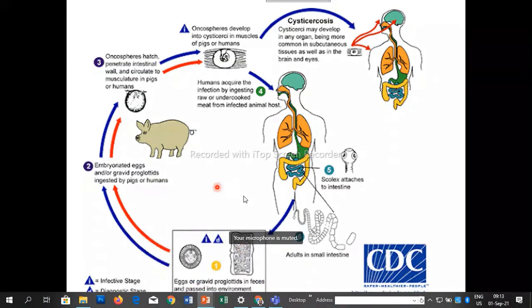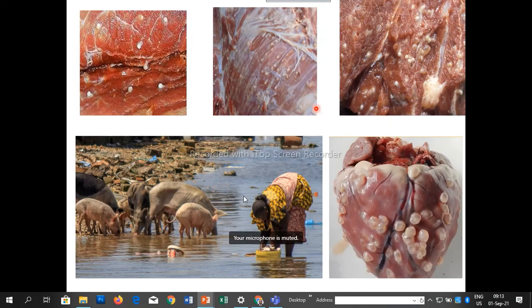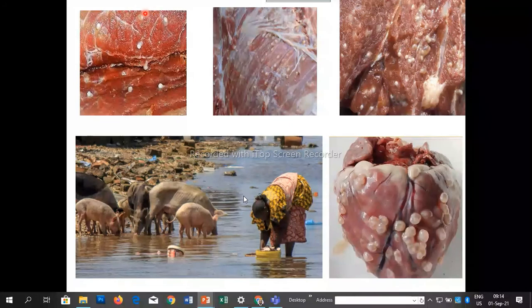If I give a scenario like this in the exam, you should manage to respond. This is an example of the meat. Never consume meat when you find those white things. Those are cysts. This is beef meat, where we can find those cysts of Taenia saginata.